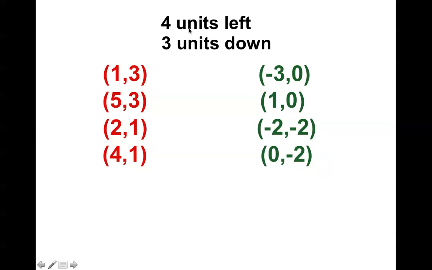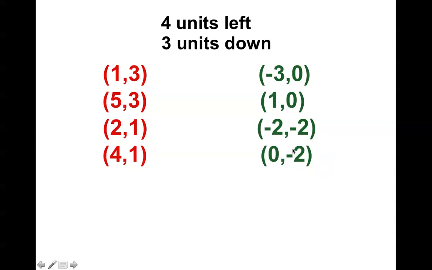We went 4 units to the left. Notice for the X, that means we went from 1 to negative 3. That's just like subtracting 4 or going 4 units to the left. 5 minus 4 would be 1. 2 minus 4 would be negative 2. And 4 minus 4 is 0. See the pattern? And if we went 3 units down, that's where the y-coordinates come in. And notice when we went down 3, 3 minus 3 was 0. 3 minus 3 was 0. 1 minus 3, negative 2. And another 1 minus 3 is negative 2.